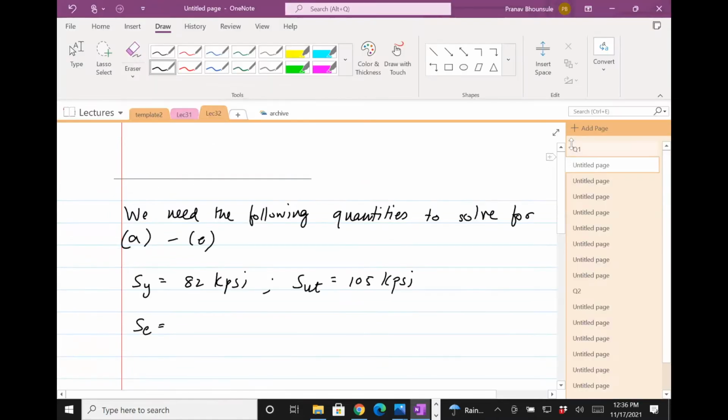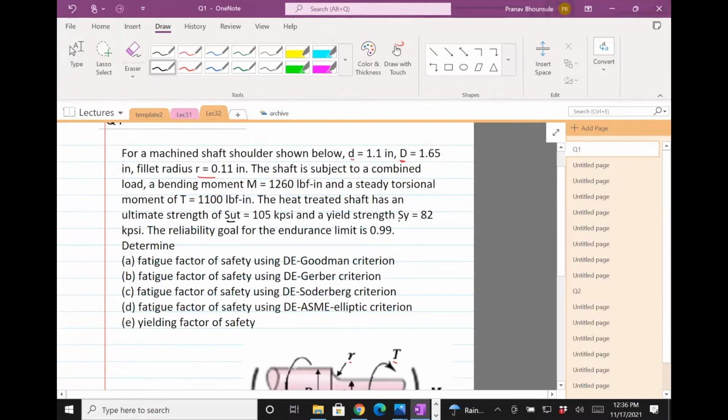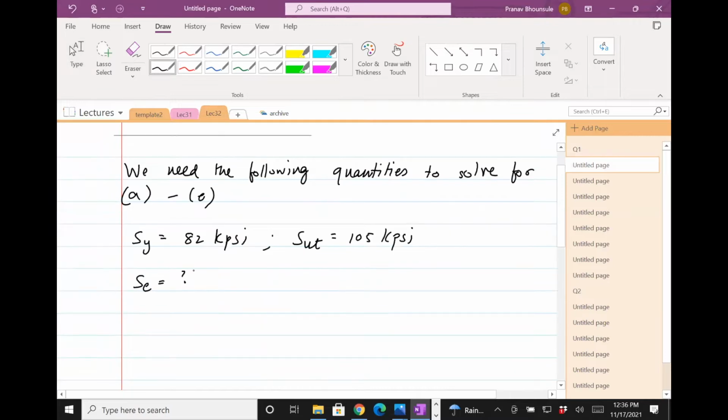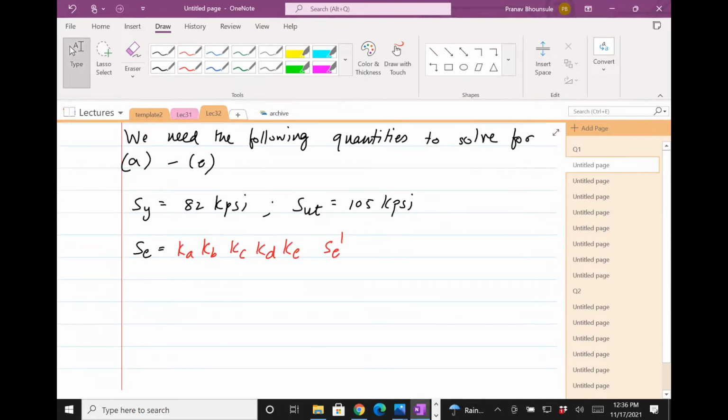Unfortunately, it's not given, I think. Let's see. Yeah, so we're given SUT and we're given SY. We're not given SE. So SE is an unknown, but we do know that you can solve this in terms of, let me put that in red, if you know the factors Ka, Kb, Kc, Kd, Ke, I'm going to ignore Kf, it's the miscellaneous factor, and Se prime. So we need to find all these clearly to solve for Se. Okay, then what else? Kf is needed, which is an unknown, and so on.